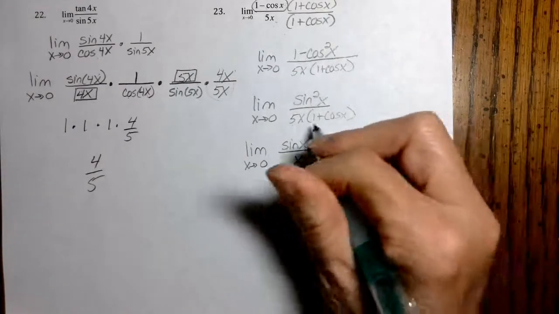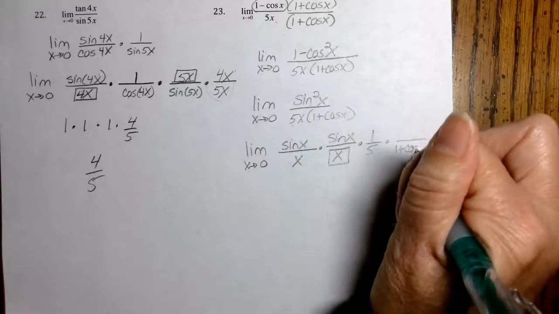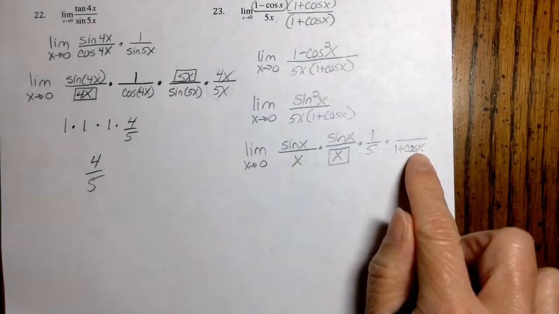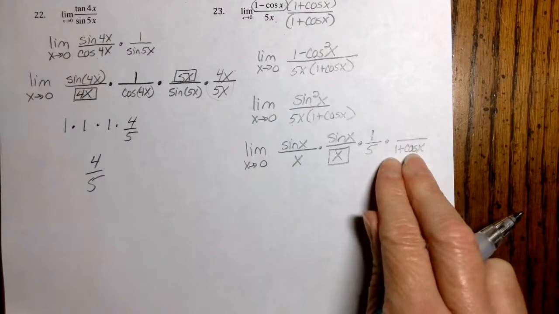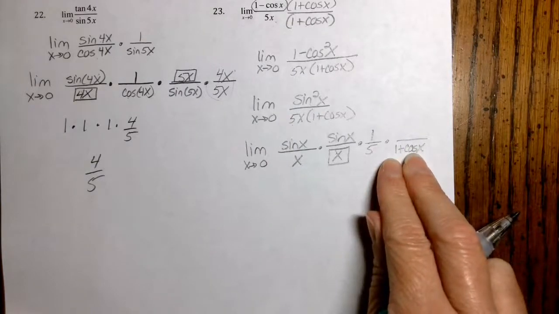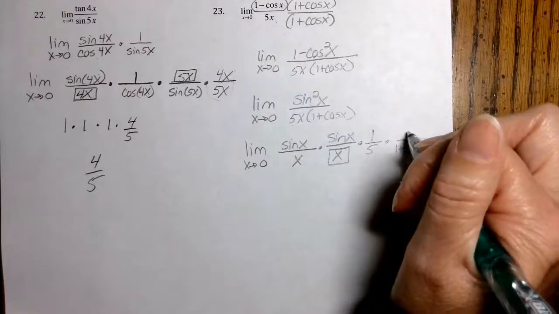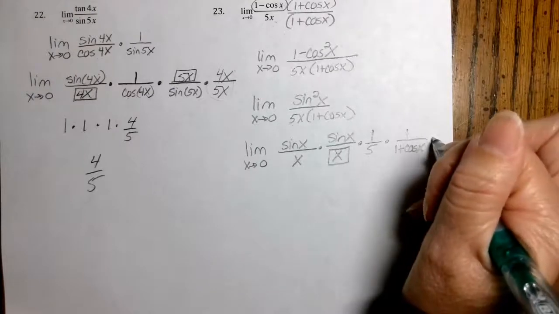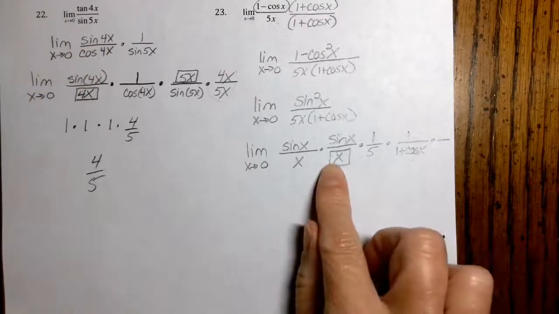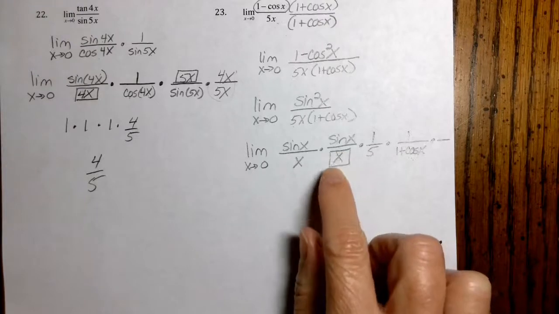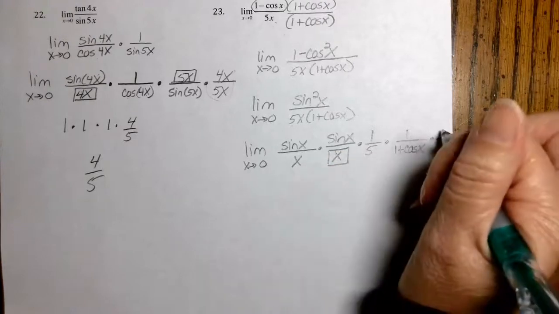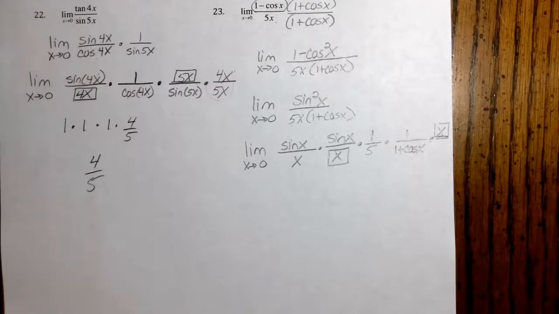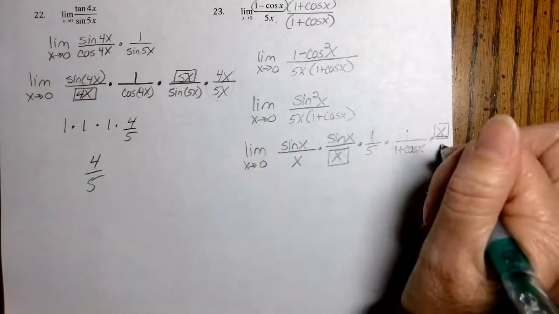Times, what do I have left? I have the 1 plus cosine of x. At 0, cosine of 0 is 1. That means this denominator is going to a 2. I am safe with this one as is. Last thing I need is to compensate for what I put in. I put in this extra x. I have to balance it with an x here in the numerator. Everything is now accounted for.